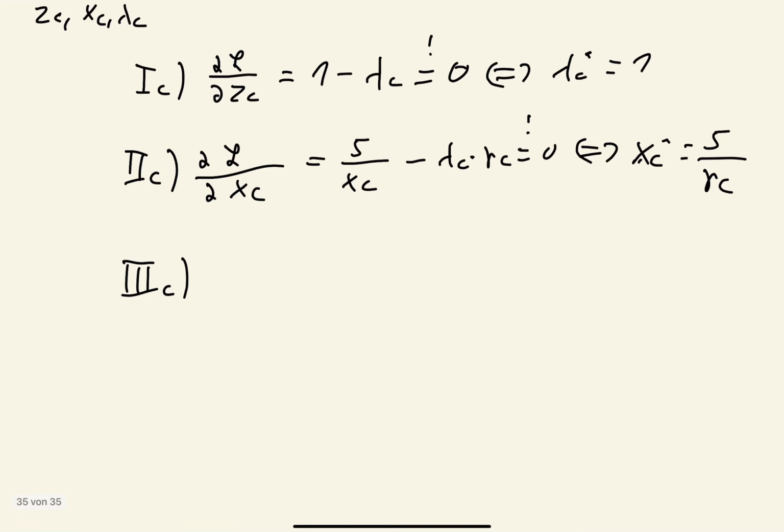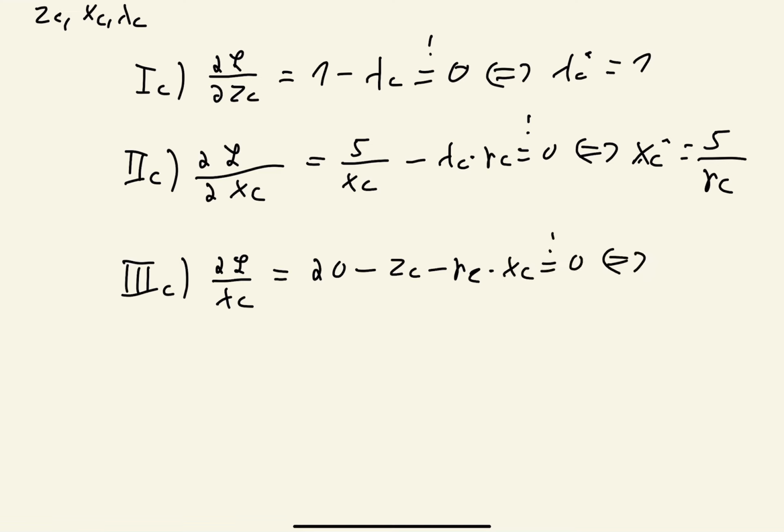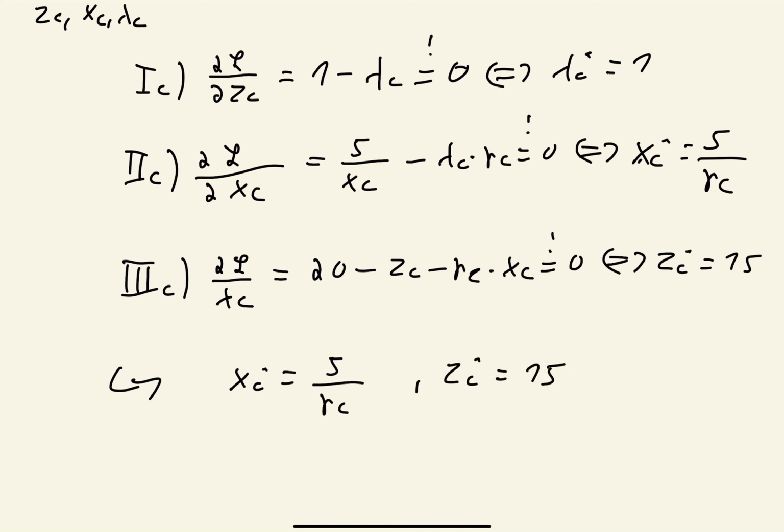And then finally, if we take the derivative with respect to the Lagrangian multiplier, we have 20 minus ZC minus PC times XC, which should be equal to 0. If we plug in XC star and solve this for ZC, we end up with ZC star equal to 15. Therefore, XC star is equal to 5 divided by PC, and ZC star is equal to 15. This is all that we need in order to derive the Lindahl equilibrium.